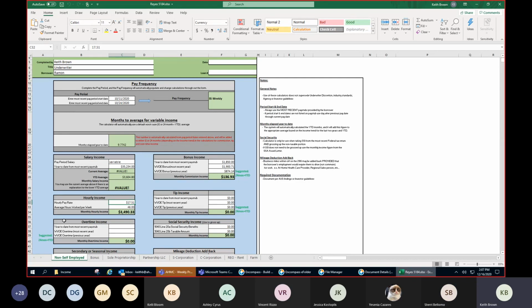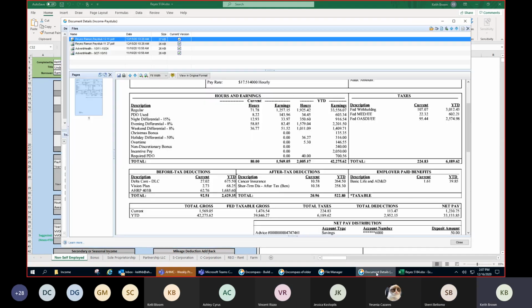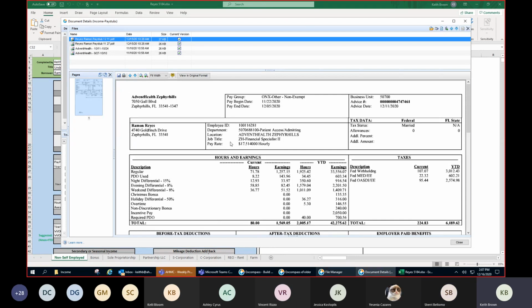Okay. So this, I used his lowest base hourly rate. So check that out here to be conservative. All right. 17.51 was supposedly his hourly. I got his rate off of his VOE. Hang on.